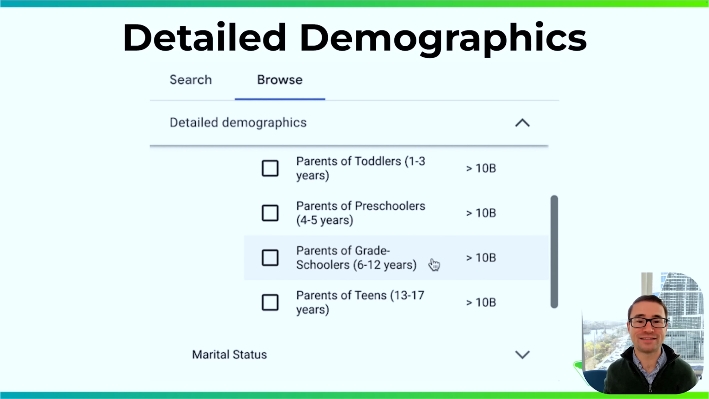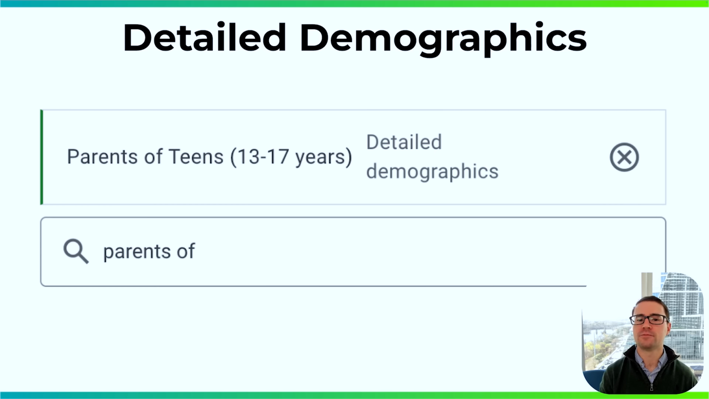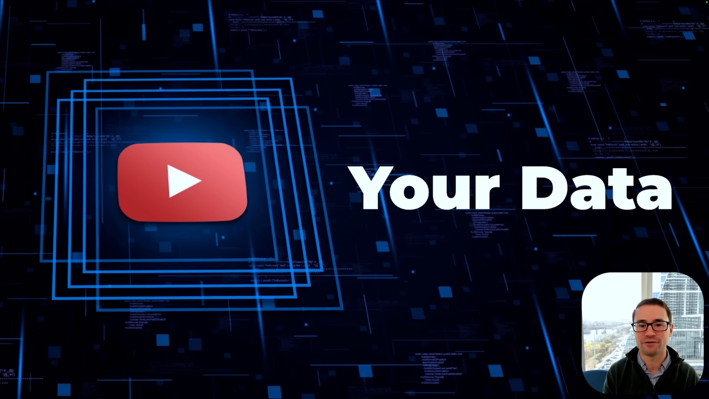And then there's also detailed demographics. So you could target parents of kids of a certain age, marital status, employment, home ownership status. So another example here is one of our clients, an SAT prep services company. We help them target parents of teens 13 to 17, who are the real decision makers for something like SAT prep services. So again, there's a lot of different options.